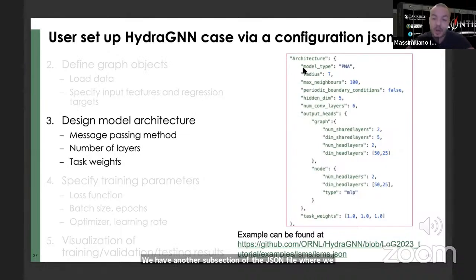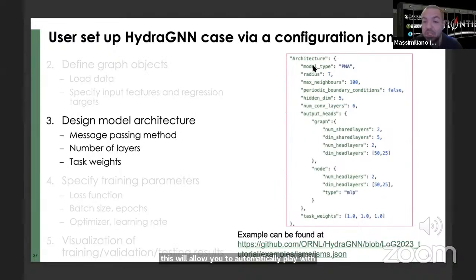As I mentioned before, one of the important capabilities provided by Hydrogen NN is to treat the message passing policy as a hyperparameter. And in fact, you can switch from one message passing policy to another just by changing the value of the string called model type. So, for instance, if you wanted to use Optuna or other automated hyperparameter optimization techniques, you just need to create a small script that changes and replaces the value of this string in the JSON file. And this will allow you to automatically play with different message passing policies.